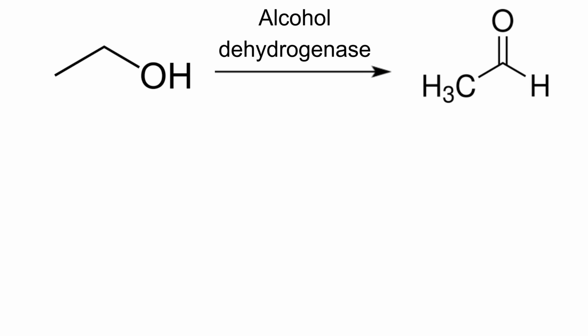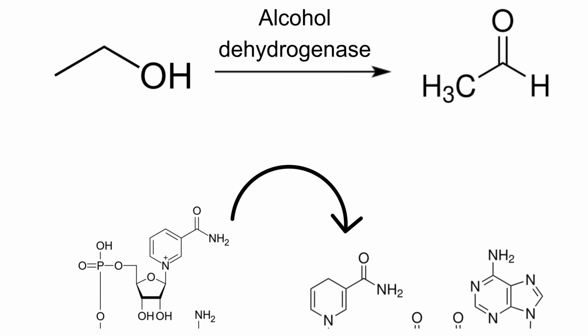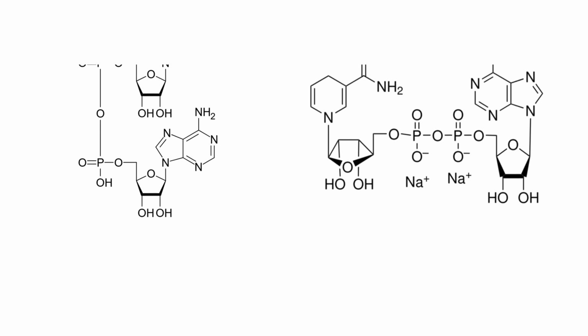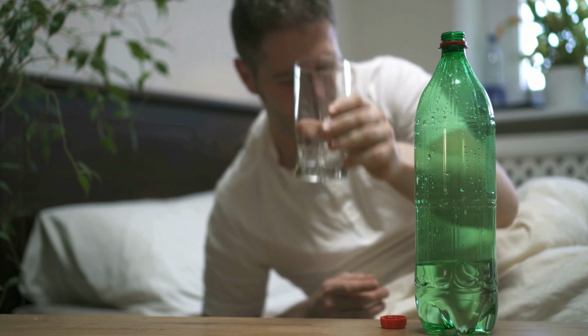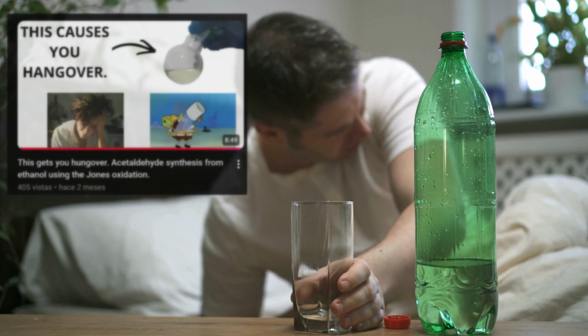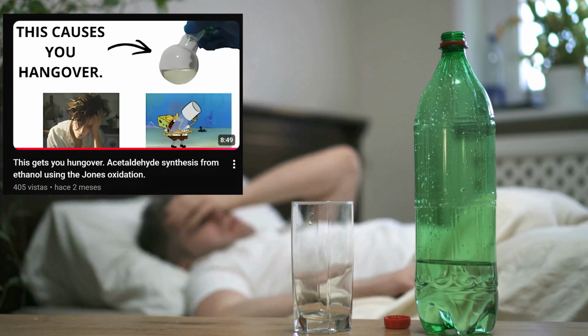Alcohol dehydrogenase metabolizes ethyl alcohol into acetaldehyde using NAD+ as a cofactor. This process basically gets you hungover. If you want to see this particular mechanism in more detail, please watch this video.